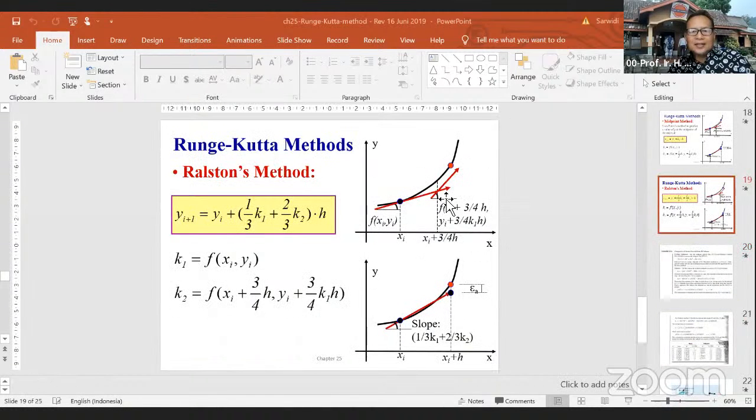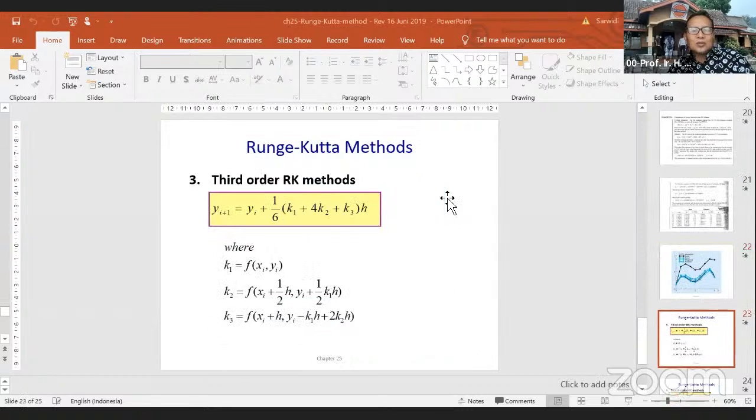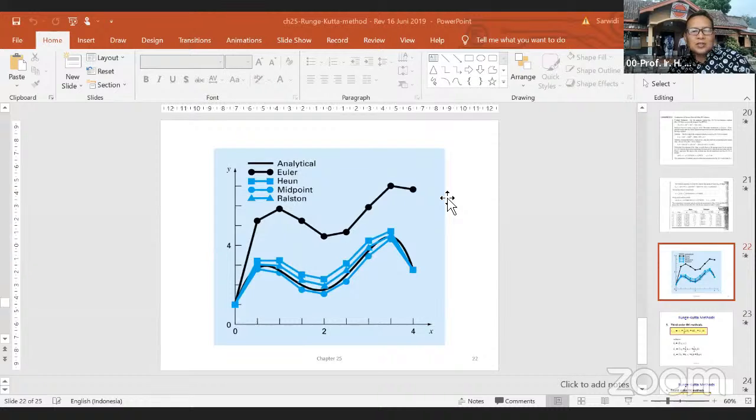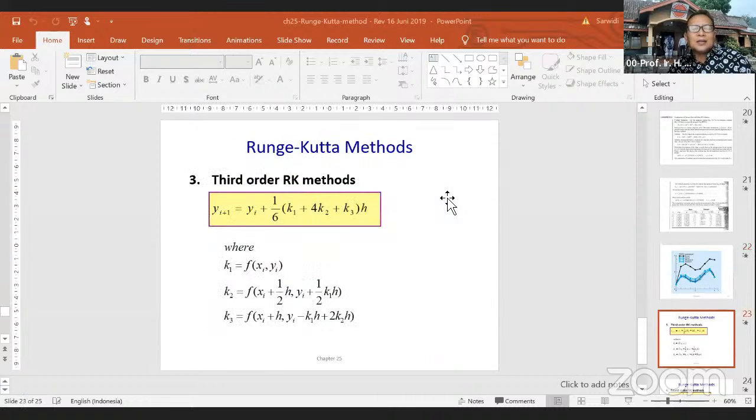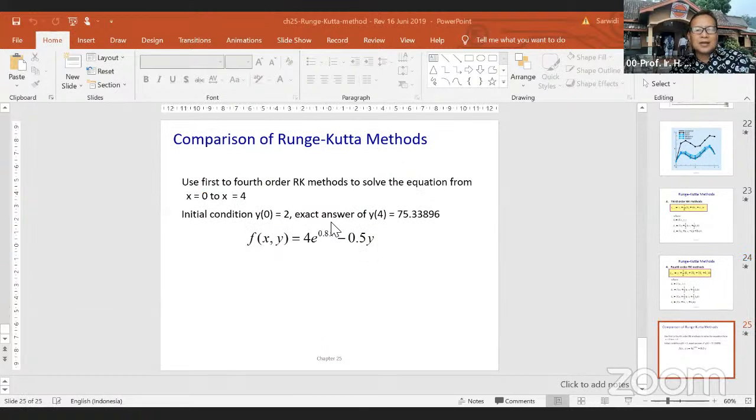Next, of course there is a correction and then another correction. The last one here is the third order Runge-Kutta. Third order means there are 3 corrections: correction 1, correction 2, correction 3. The more corrections, of course, the better it will be.